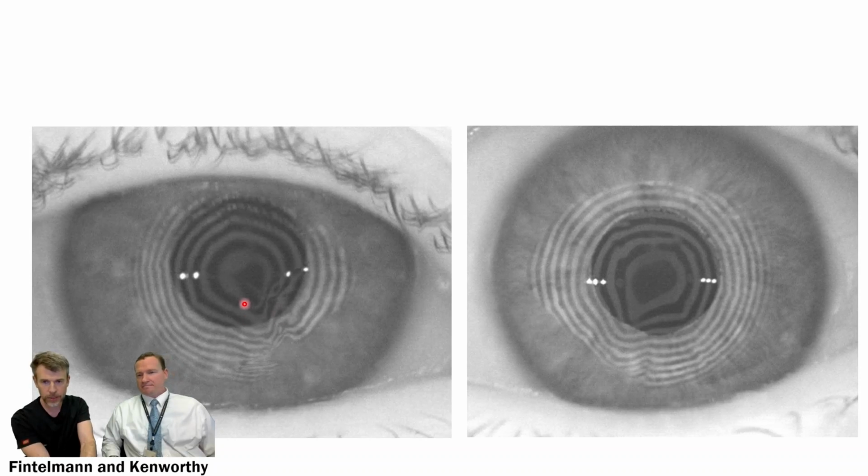And here, this is how the disc should look. And here, obviously, there's a lot of distortion. In the right eye, same thing in the left eye. And this patient had RK and AK, astigmatic keratotomy and radial keratotomy.